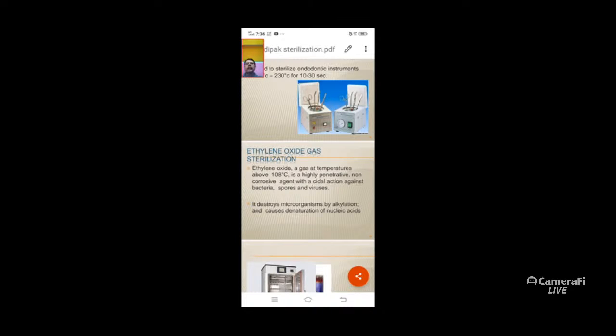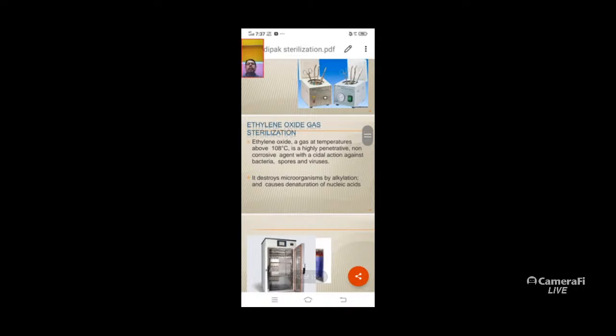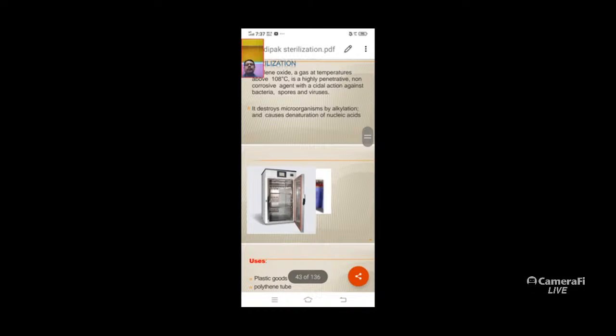Sterilization by ethylene oxide gas. Ethylene oxide gas at temperature 108 is a highly penetrative and non-corrosive agent with a cidal action. That means it kills microorganisms, including bacteria, spores and viruses. So ethylene oxide is a very powerful sterilizing agent. It destroys microorganisms by alkylation and causes denaturation of nucleic acid. The basic mechanism of ethylene oxide is the alkylation and denaturation of nucleic acid, that means DNA or RNA.